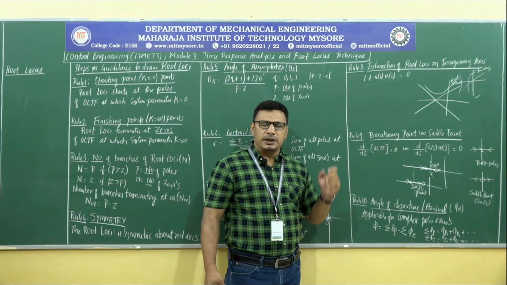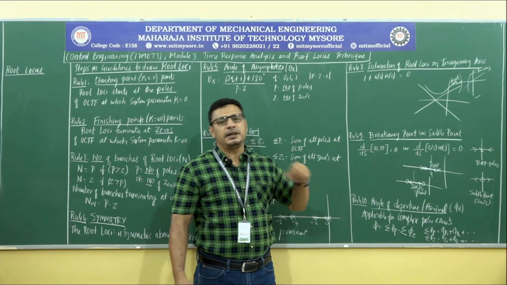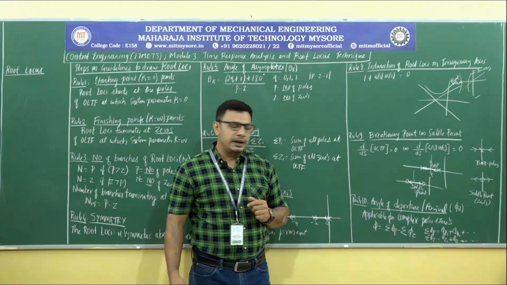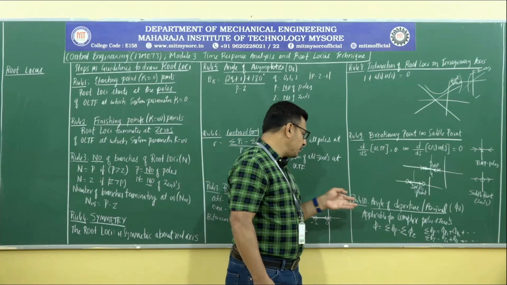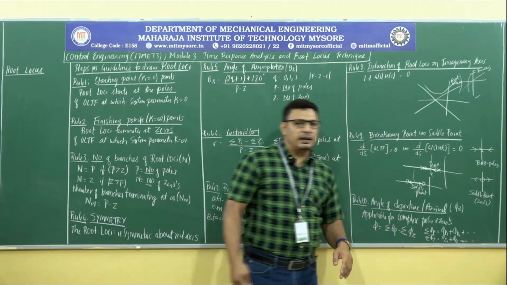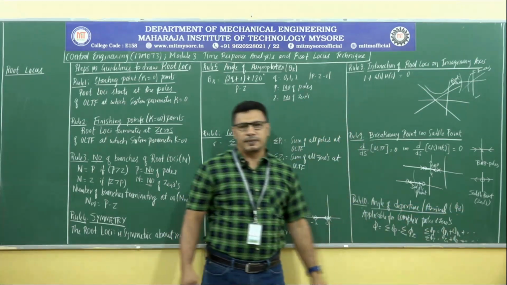Or if it is a zero, at what angle will the branch of root locus come and terminate at that particular complex zero? That will become very important to be calculated. We will be able to know that with rule number 10, that is angle of departure or angle of arrival, which is denoted by phi d or phi a.